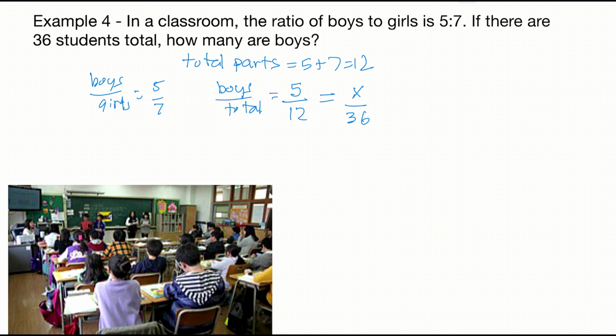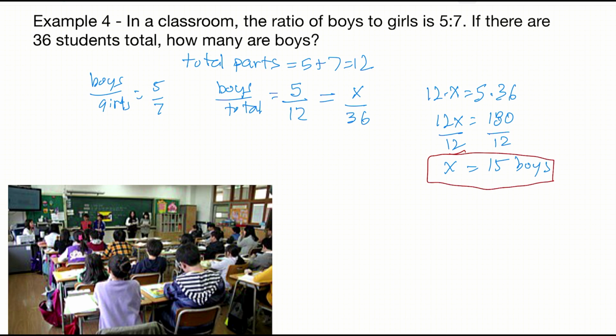So now this is the problem we need to cross multiply, do our usual method. So we get 12 times x is equal to 5 times 36. So that's 12x, and 5 times 36 is 180. Now, divide both sides by 12. So we get x is equal to 180 divided by 12, so it's 15 boys. So that's our answer. We need 15 boys.